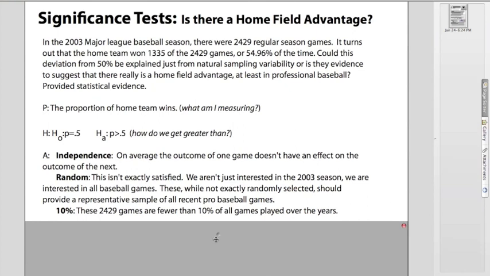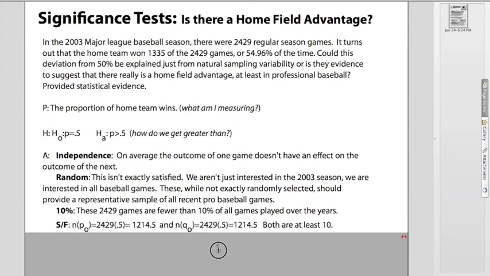If we go down just a little bit, we have success/failure here. This one's almost kind of rudimentary. I just need to go through the process. So you multiply p0 times n and q0 times n. In this case, they both happen to be 0.5. So multiply those, and you get 1,214.5 for both, which is clearly greater than 10. And those are my assumptions.